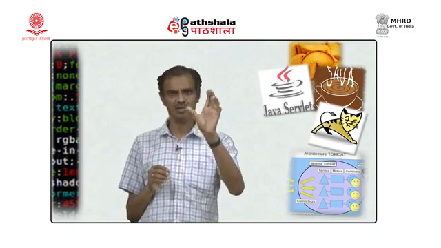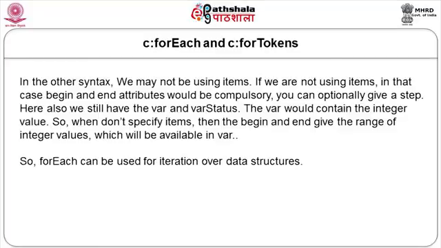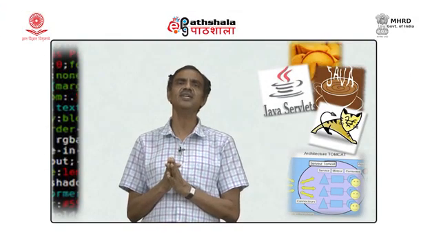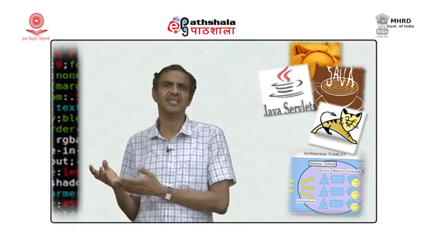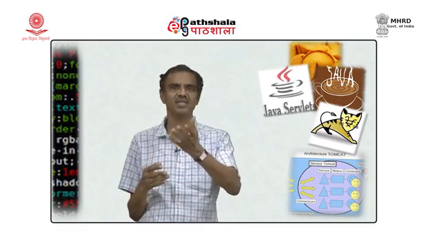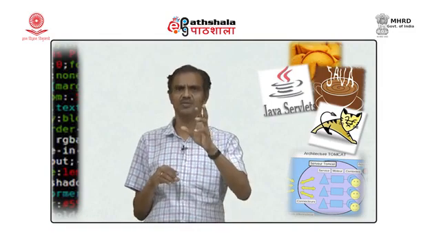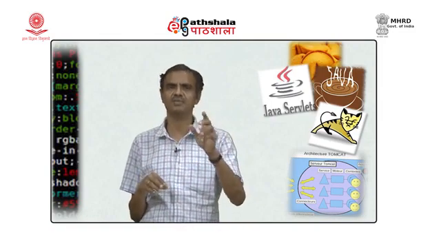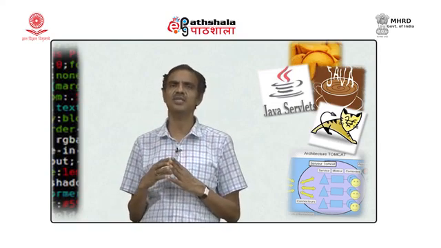Another thing: this is one syntax where we use items. In the other syntax we may not be using items. If you are not using items, in that case begin and end would be compulsory. You can optionally give a step, and again we still have the var and the var status. So, var would contain the integer value. When you say begin and end and you are not giving items, those are integer types. So, that is another option which we have for using the for each.